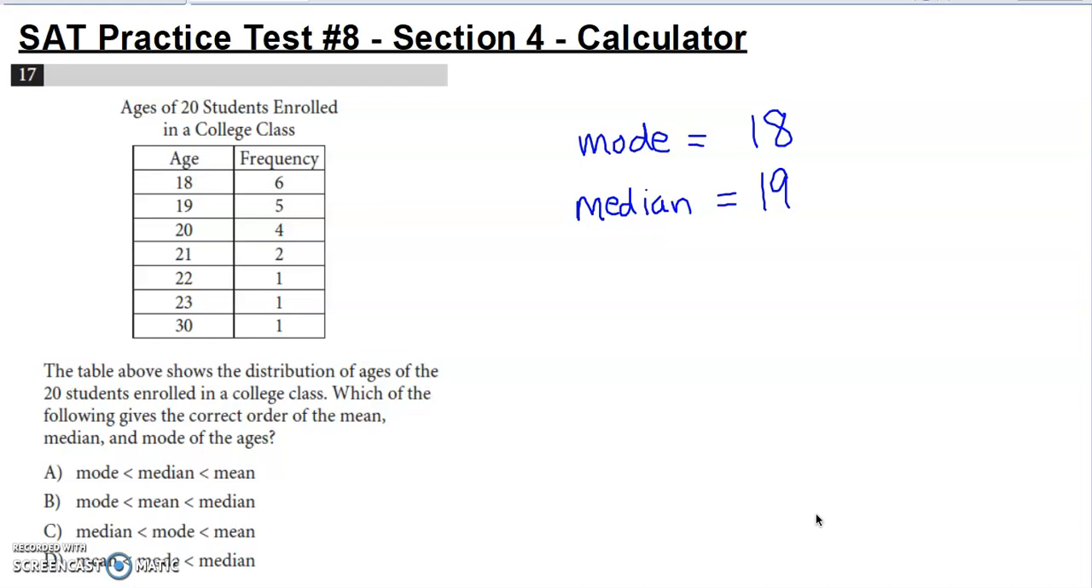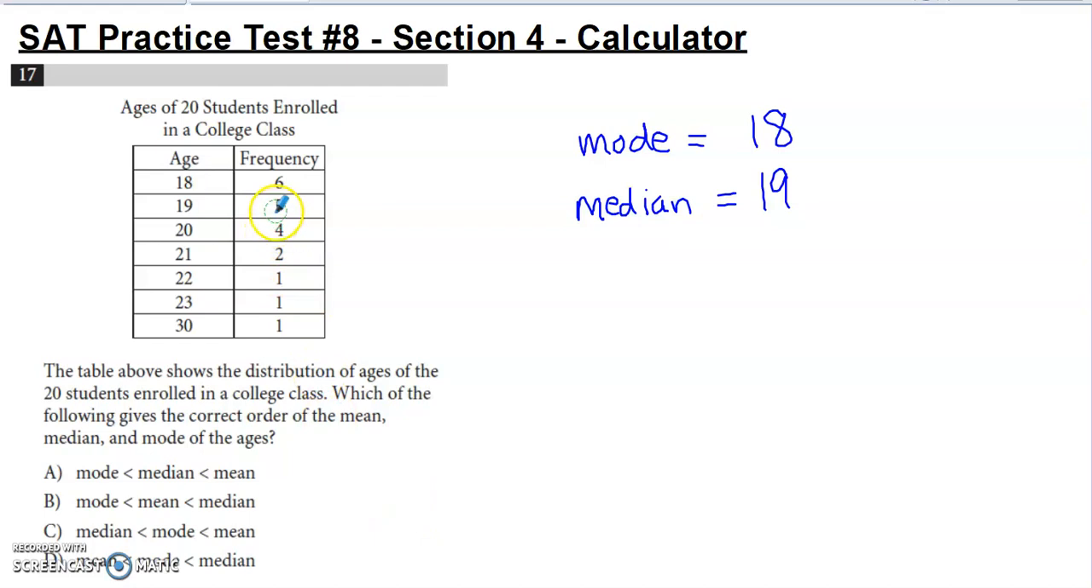occurs most often. Mode and median are actually very easy to determine based on how this information is presented, especially the mode. The highest frequency, the most students in this class are age 18, so the mode is for sure 18. The median, well, we've got 20 people in the class, so the median is going to be the average of the 10th and 11th values.